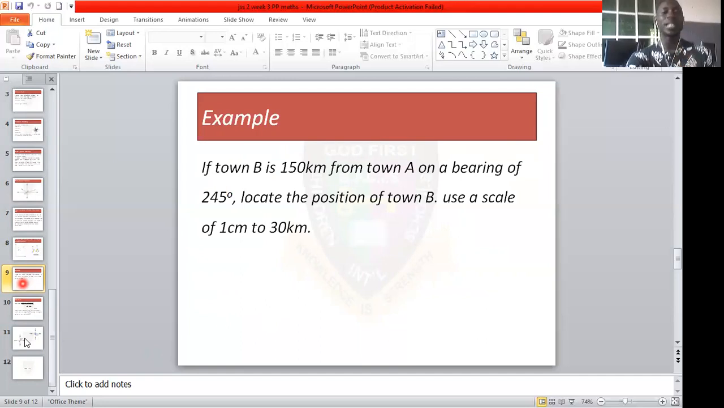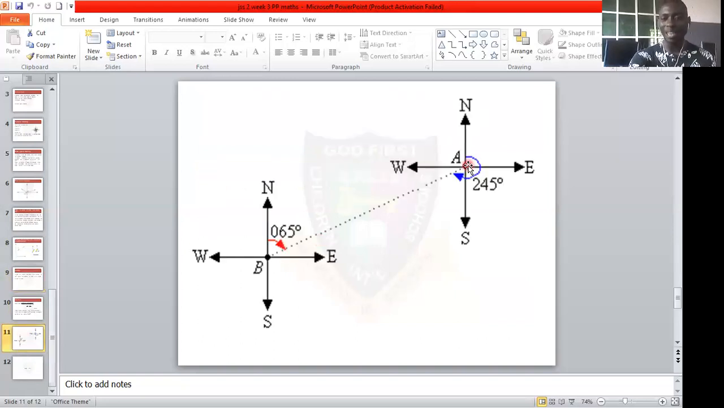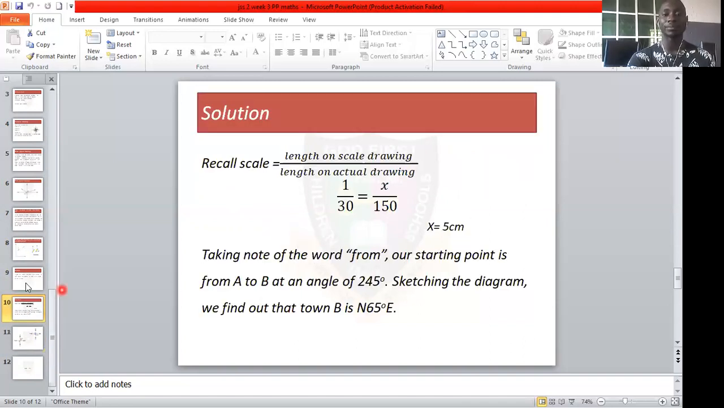If town B is 150 kilometers from starting point A on a bearing of 245. This is A, and the town B, this distance is 150 kilometers on a bearing of 245 degrees. Look at this very well. On a bearing of 245 degrees.